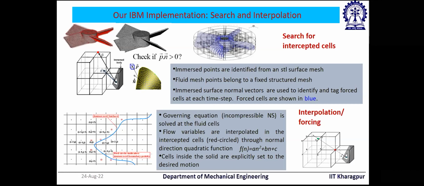In the intercepted cells, we have to apply the boundary conditions. Here we have identified intercepted cells, which are shown as the blue cells. Now we solve the governing equations in the fluid cells. Flow variables at the intercepted cells are identified. The vertices of intercepted cells are obtained through a reconstruction method, known as forcing, or simply a second order method. We are using a quadratic interpolation method, which uses the boundary condition at the surface along with the far field fluid velocities. And cells inside the solid are directly set into motion.